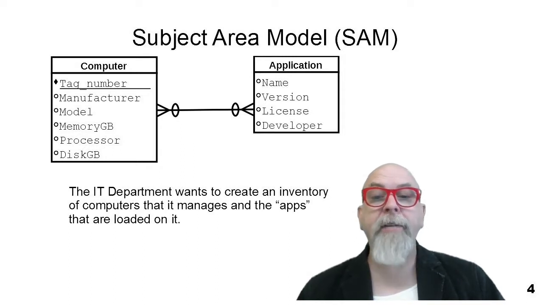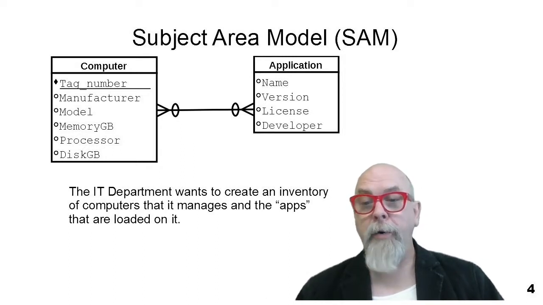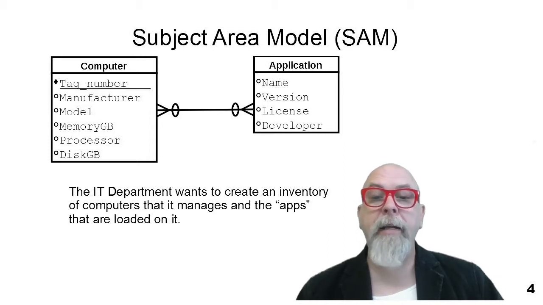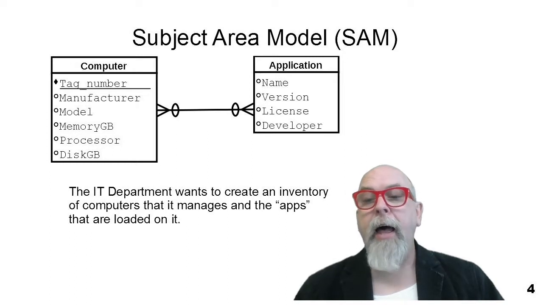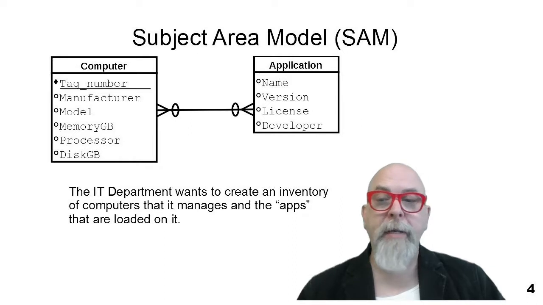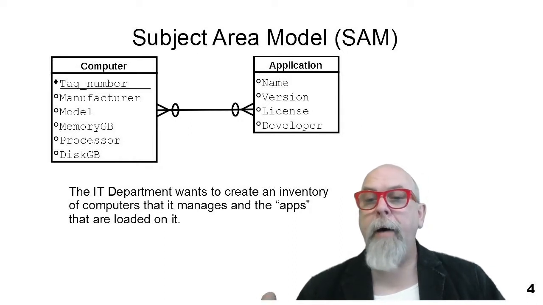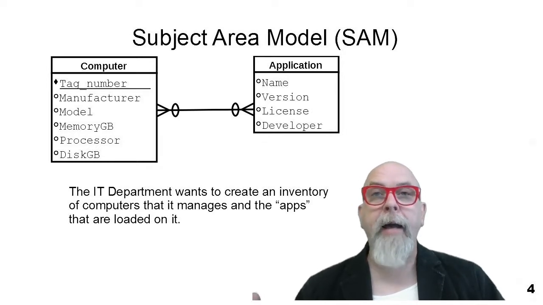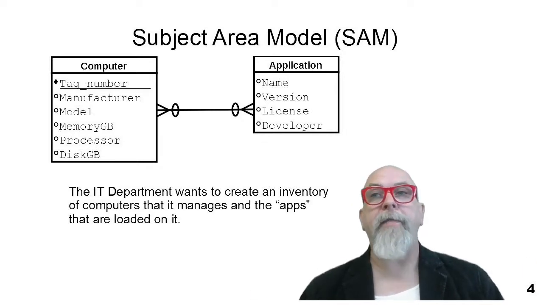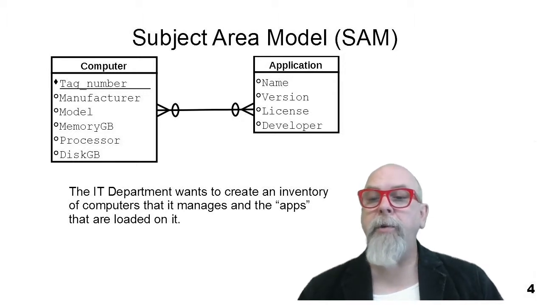A computer has 0 or more applications loaded on it, and an application can be loaded on 0 or more computers. And for the application entity, we know that apps have names, apps have versions, apps have maybe a license grant. Maybe you can only use so many of them, or maybe it's open source or not. Or an application might have a developer. Like, is it developed by Microsoft? Is it developed by Oracle? Is it developed in-house? So those are things we might want to know about an application.